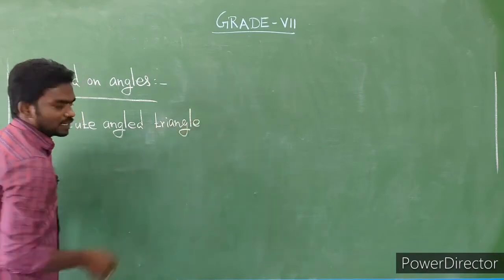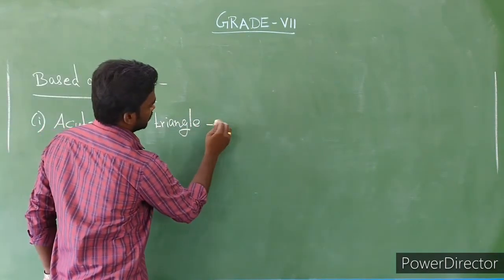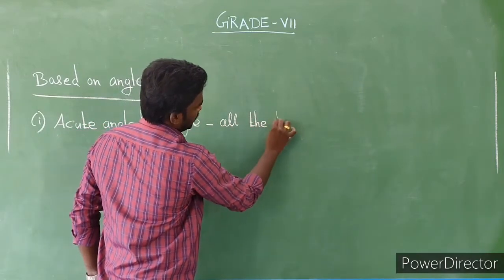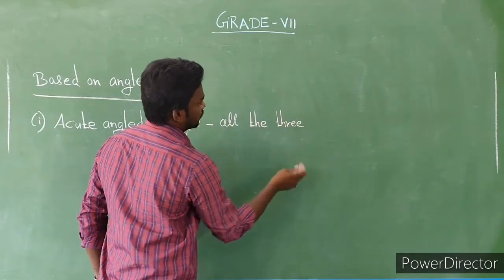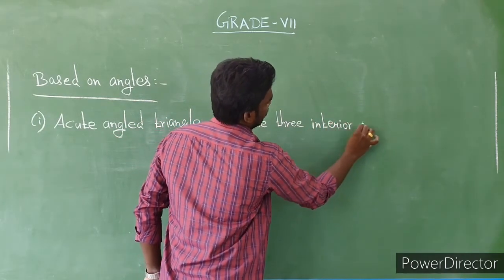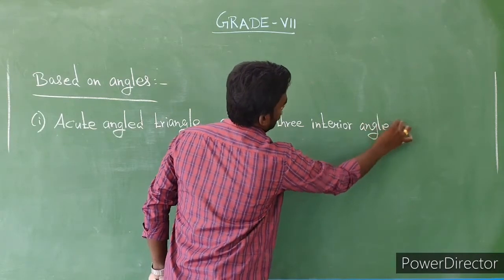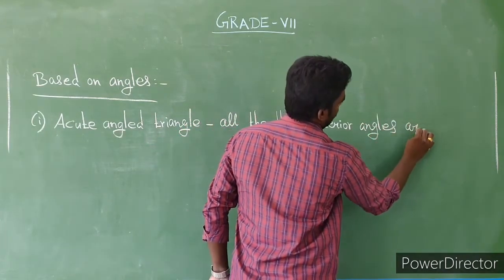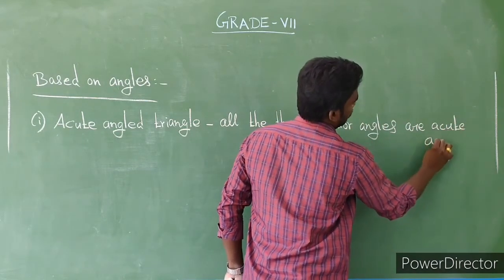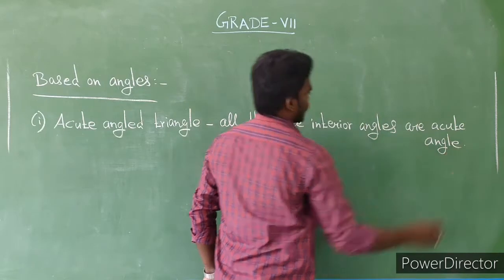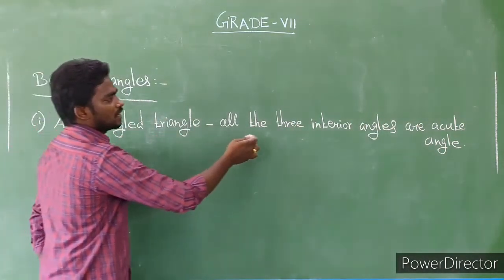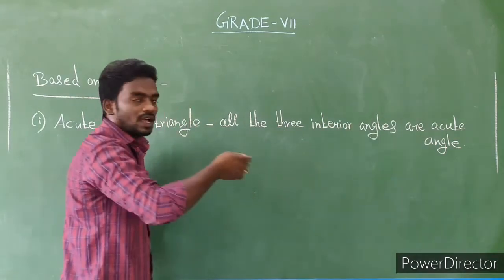What is meant by acute angled triangle? Acute angled triangle means all the three interior angles are acute angles. So the first type is acute angle triangle. Acute angle triangle means all the three interior angles are acute angles.